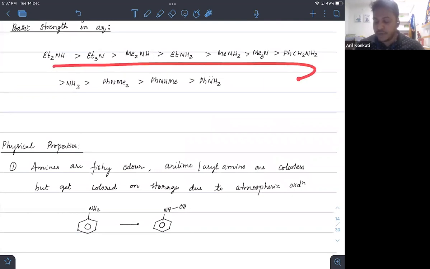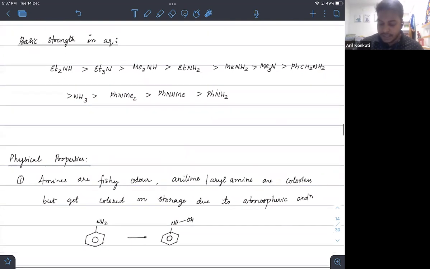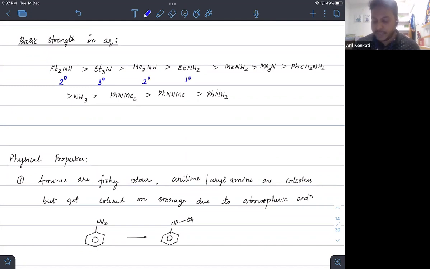As a complete order, if you write all of these methyl and ethyl amines together, then 2 degree ethyl is always the highest, then 3 degree ethyl, then 2 degree methyl, then 1 degree ethyl, then 1 degree methyl, and 3 degree methylamine. After that comes PhCH2NH2, correct? Then comes ammonia and PhNHMe and PhNMe2, and finally aniline, right?